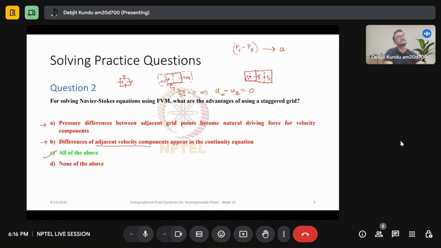So both statements A and B are correct, and that's why option C, all of the above, meaning A and B, is correct. And option D is false.